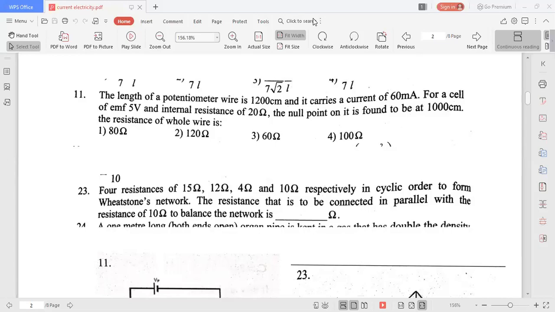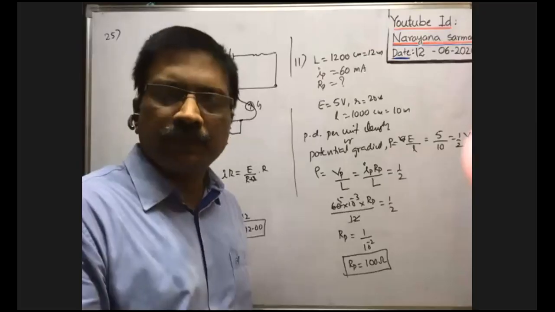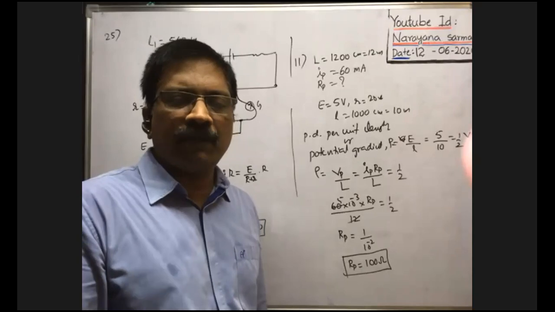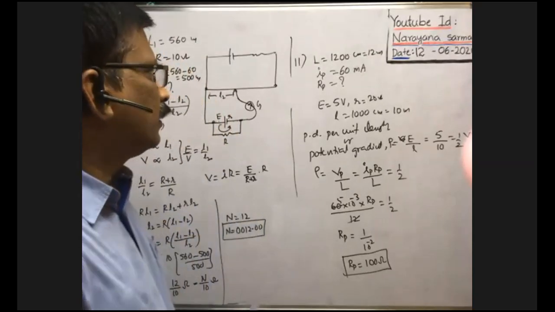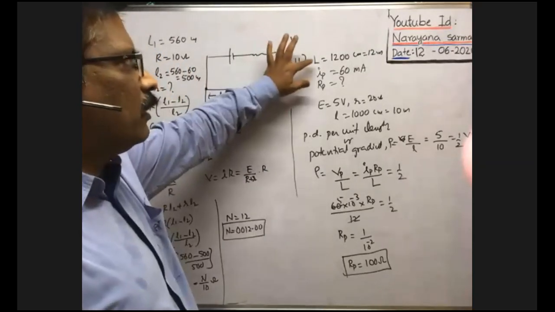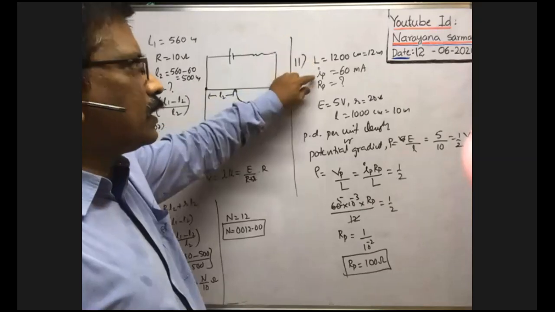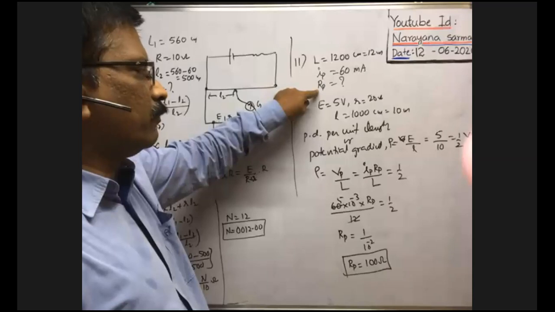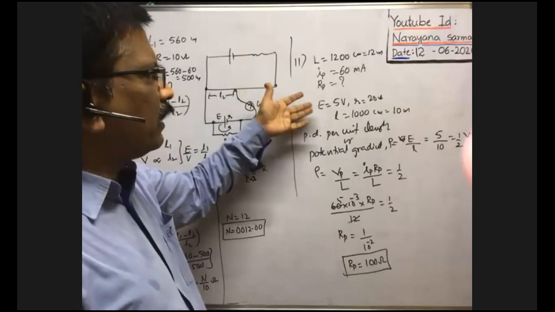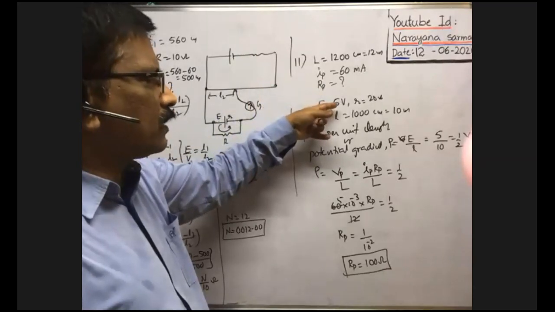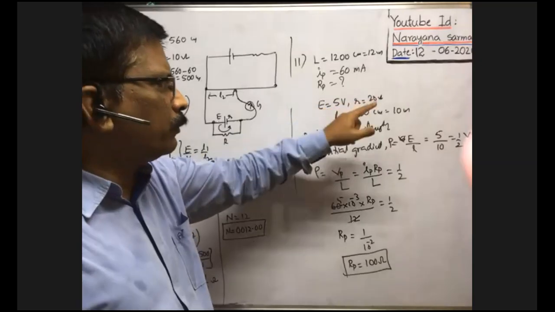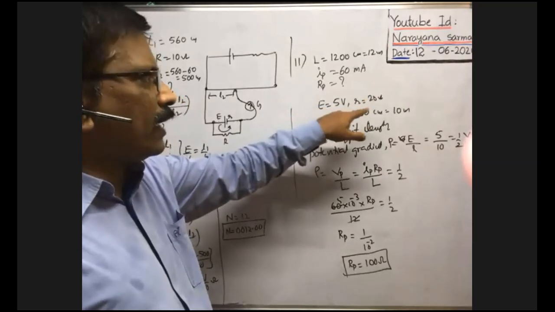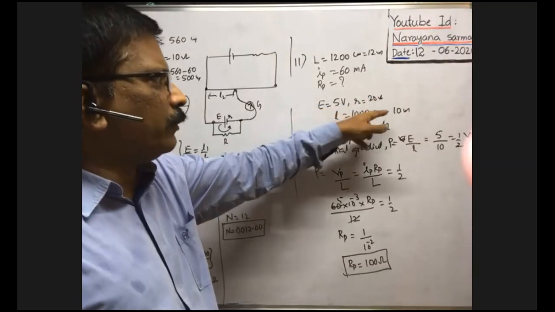Resistance of the potentiometer wire is 100 ohm. Actually, here the length of the potentiometer wire is given, and the current passing through the potentiometer wire is given. What is the resistance of the potentiometer wire? They asked. In the secondary circuit, when a cell having EMF 5 volt and internal resistance 20 ohm is connected, the balance length is obtained as 1000 centimeter, means 10 meter.